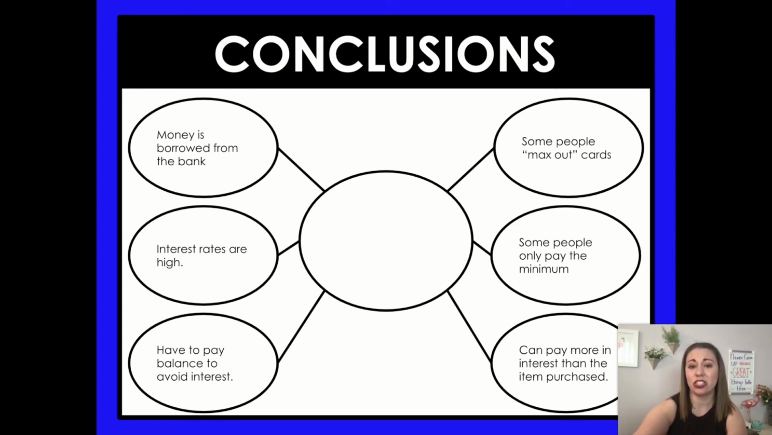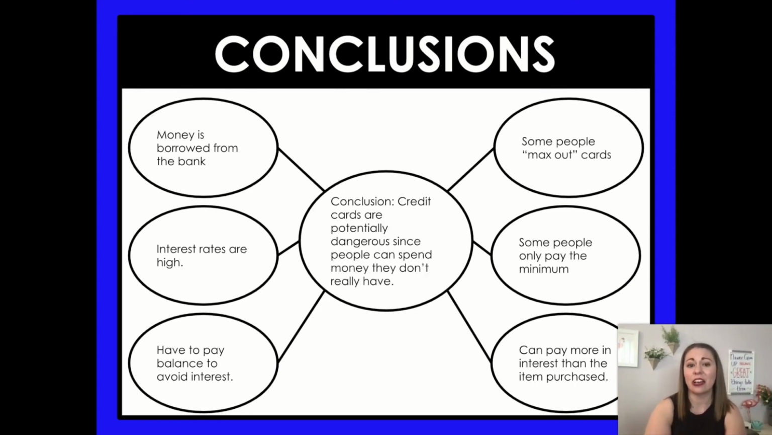That would be dangerous. So I can draw the conclusion that credit cards are potentially dangerous since people can spend money they don't really have. The author doesn't say this exactly, but they give us all of this text evidence to show this. And I know, okay, if I put these all together, that would be really bad. People are spending money that they don't have. They can't pay it back. Okay, so those are conclusions. Remember, when we take text evidence and our background knowledge, we put it together to form a new idea.